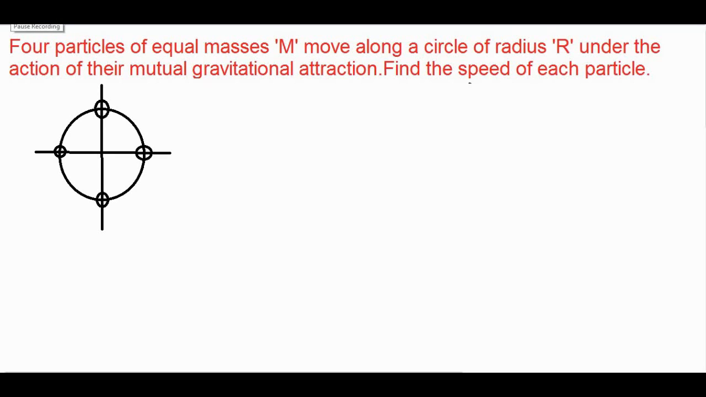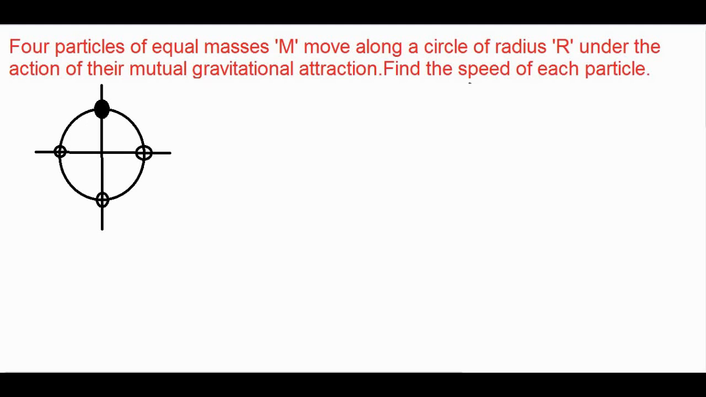Everyone, in this video, what we have today is four particles of equal masses m moving along a circle of radius r under the action of their mutual gravitational attraction. Find the speed of each of these particles. So we will consider one particle as reference and try to explain this entire problem. Let this particle be the one of our interest.